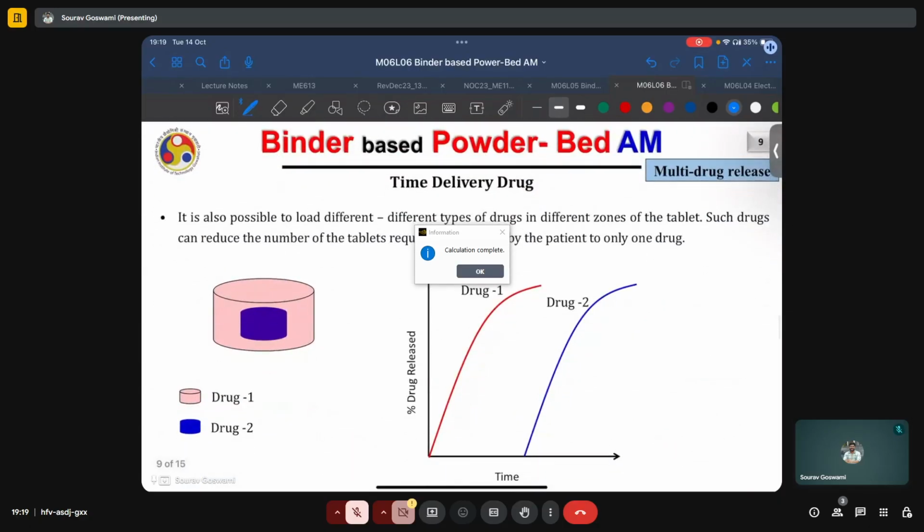A second usage is that of multi-drug release. That is, it is also possible to load different or various drug molecules in different zones of the tablet, and such drugs can reduce the number of tablets required to be taken by the patient. Such as in the example shown here, we have this blue drug 2, embedded inside the pink or larger drug 1. As the larger drug is getting dissolved with time, drug 1 is released, and when it is fully dissolved, drug 2 is exposed to the patient, and then it gets released with time.